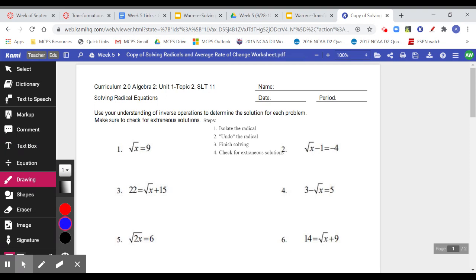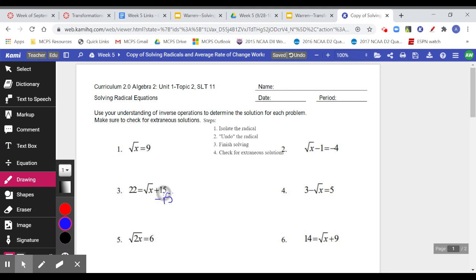So I find my term with the radical is right here. It's just the square root of x, okay? So I want that by itself. And in order to get that by itself, I'm going to have to get rid of that plus 15 that's happening right after it. So I'm going to go ahead and subtract 15 from both sides.